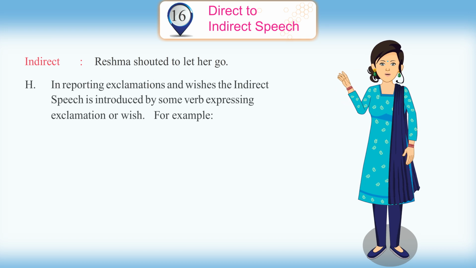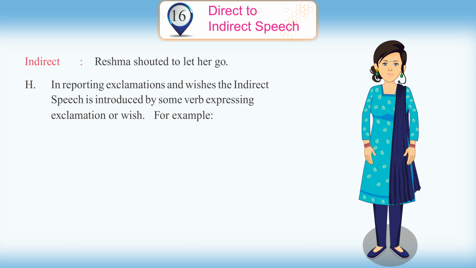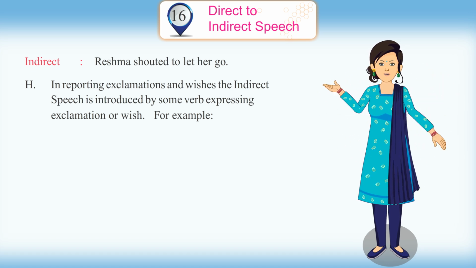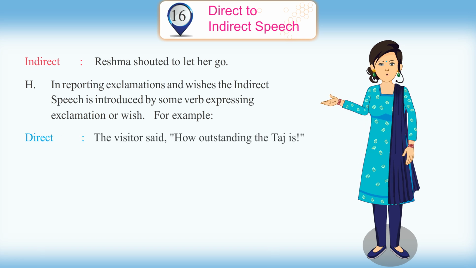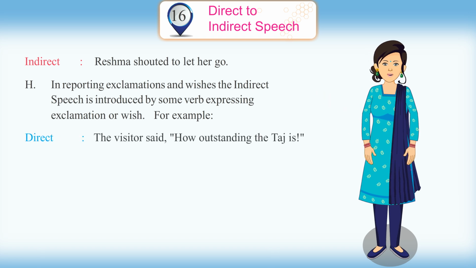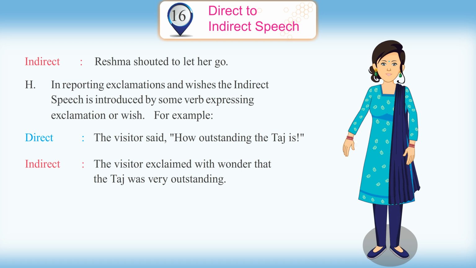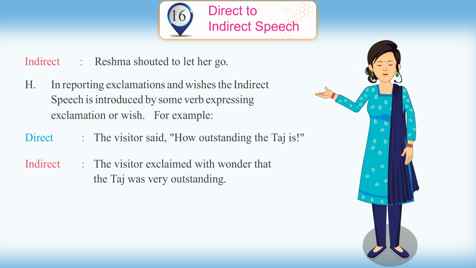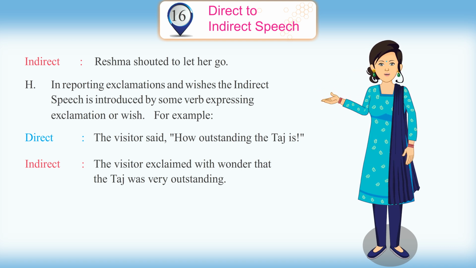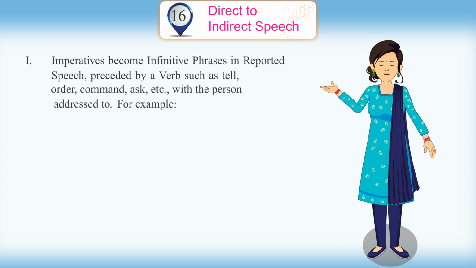In reporting exclamations or wishes, the indirect speech is introduced by some verb expressing exclamation or wish. For example, direct. The visitor said, how outstanding the Taj is. Indirect. The visitor exclaimed with wonder that the Taj was very outstanding.